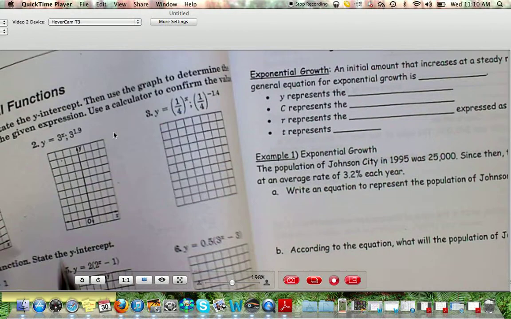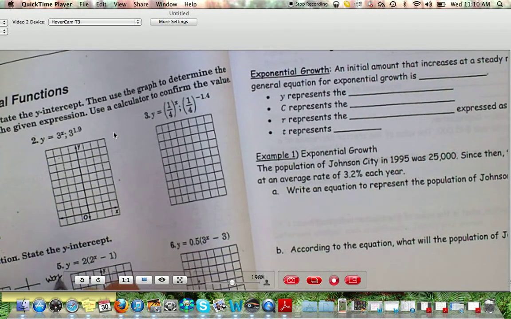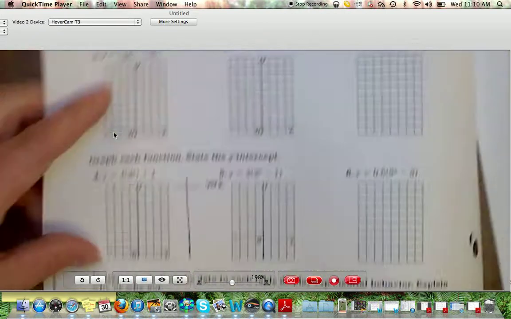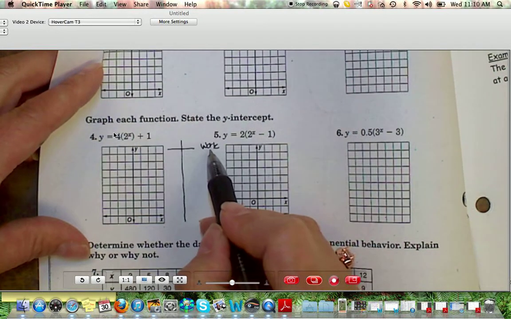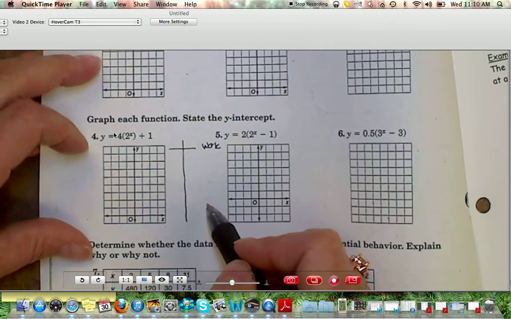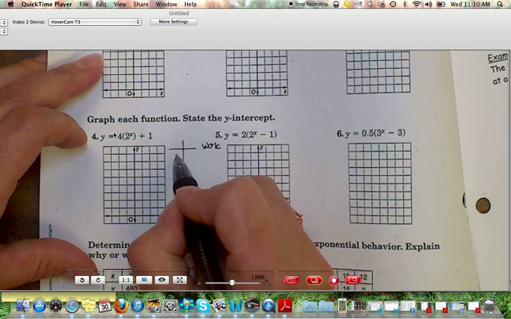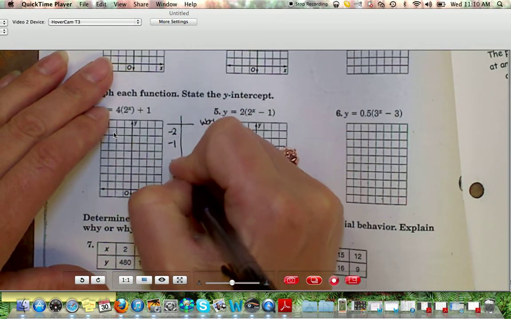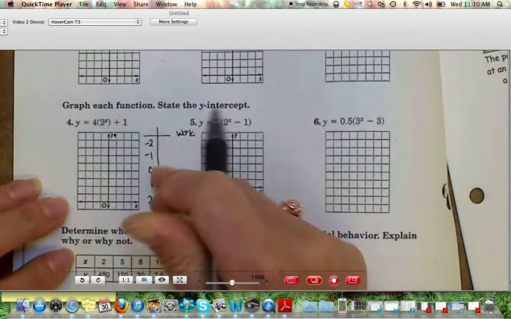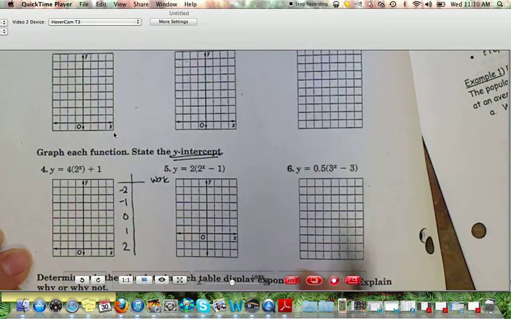So when you are showing your work here, you should have some work over here to the right of exactly what you did. Like one step, or maybe, yeah, one step's probably good enough. And then you can still stick with the same values, -2, -1, 0, 1, and 2 for those. It does say state the y-intercept on that one.